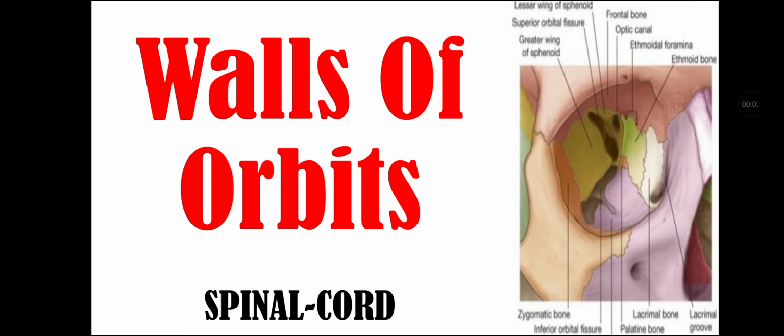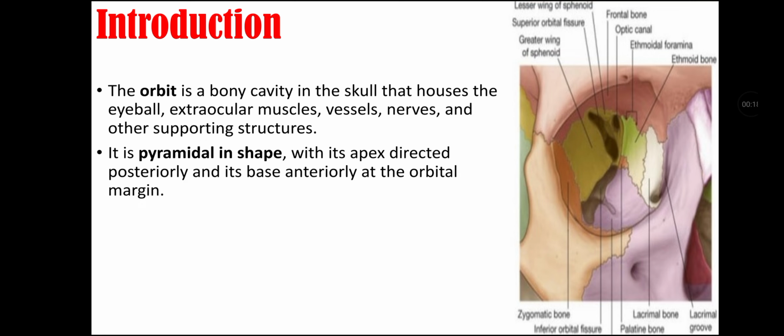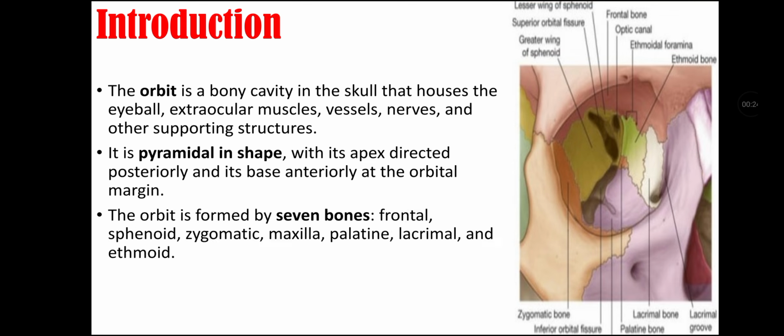So let's start our topic with introduction. Orbit is a bony cavity in the skull that houses the eyeball, extraocular muscles, vessels, nerves and other supporting structures. It is pyramidal in shape with its apex directed posteriorly and its base anteriorly at the orbital margin.